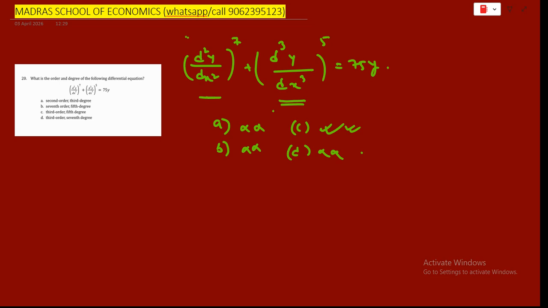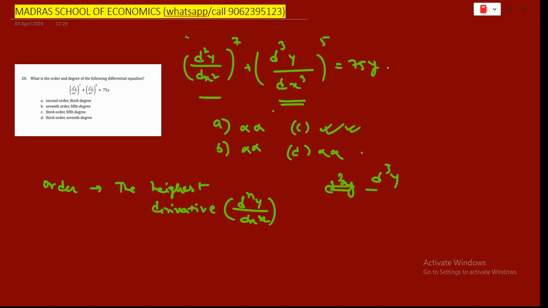Okay, so if I talk about the order, the definition is what? The highest derivative dⁿy/dxⁿ. Okay, and in our equation the form is d³y/dx³. Okay, and if I talk about the degree, then it is the power of that highest derivative.